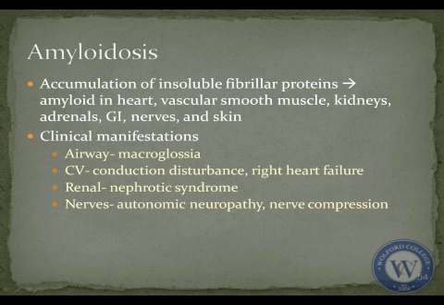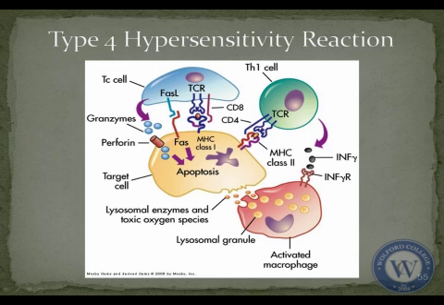The renal system will, as amyloid begins to deposit, develop what's called nephrotic syndrome. Nerves will develop autonomic neuropathy and nerve compression from scarification from the amyloid deposition.